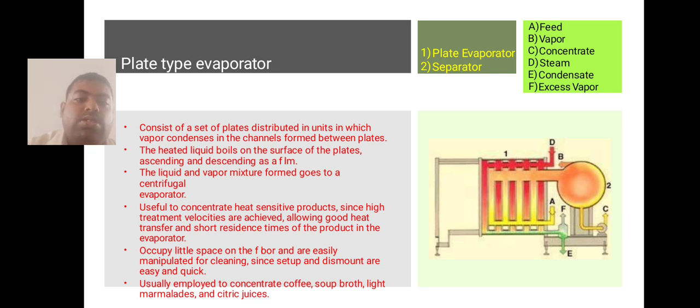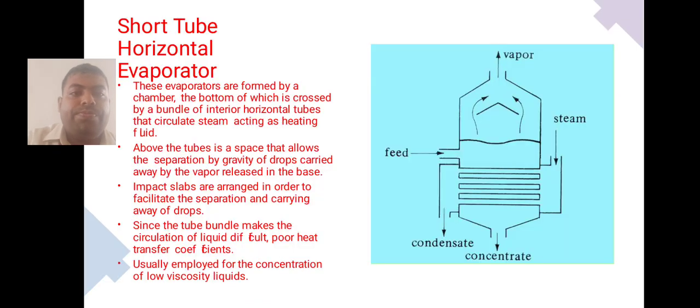It is used to concentrate heat-sensitive products since high treatment velocities are achieved, allowing good heat transfer and short residence times of the product in the evaporator. It occupies little space on the floor and is easily manipulated for cleaning since setup and dismount are easy and quick. It is usually employed to concentrate coffee, soup, broth, light marmalades, and citric juices.